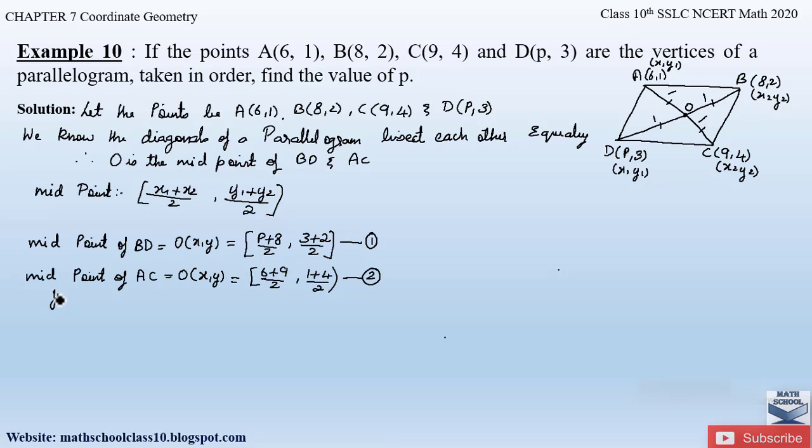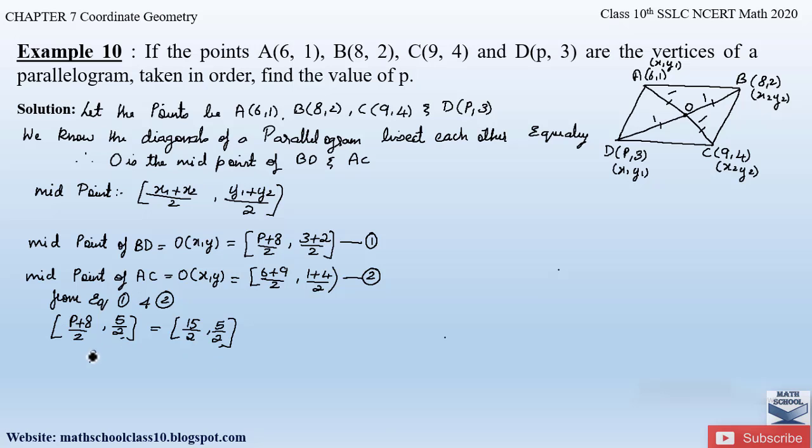So from equations 1 and 2, we can write (p plus 8) by 2, and here 3 plus 2 will be 5 by 2, equal to, what is 6 plus 9? It is 15 by 2, comma, again 1 plus 4 is 5 by 2 here, right? So equating equation 1 and 2, here we can observe that the y coordinate part is 5 by 2 and 5 by 2, which is equal. Now we will equate the x coordinate part and find out the p value.